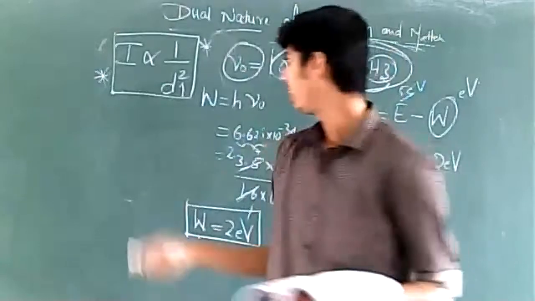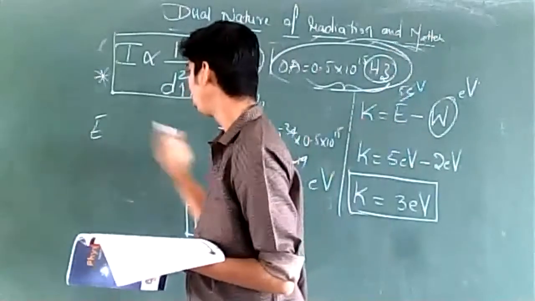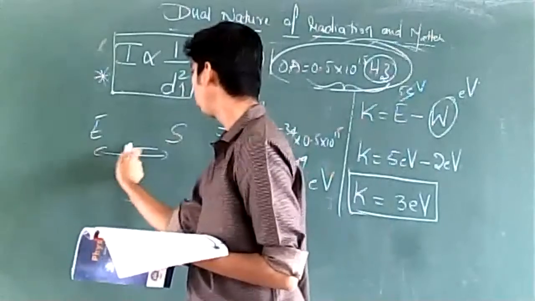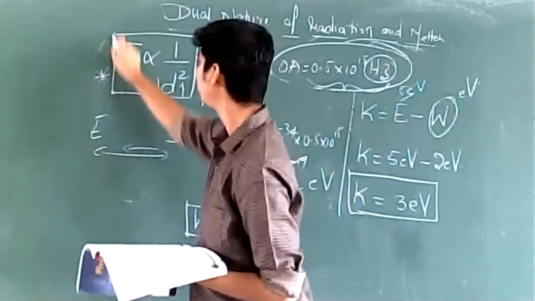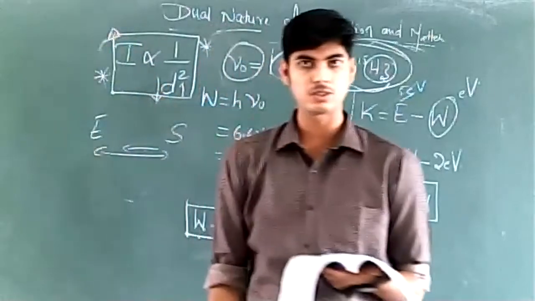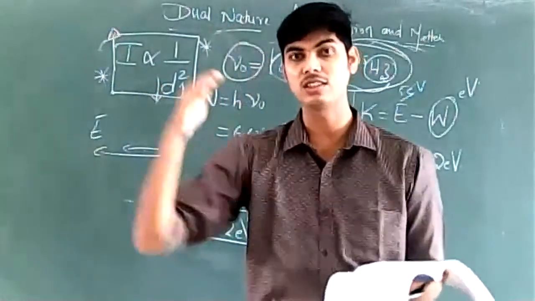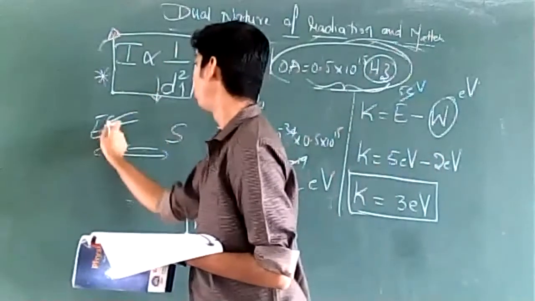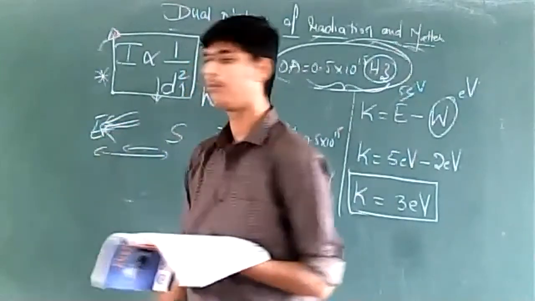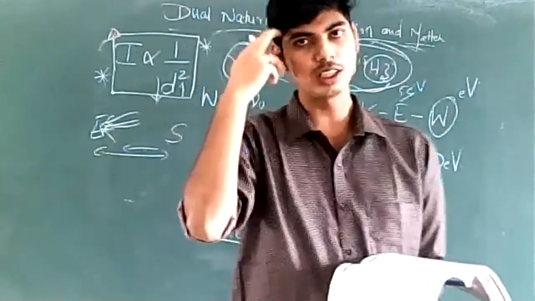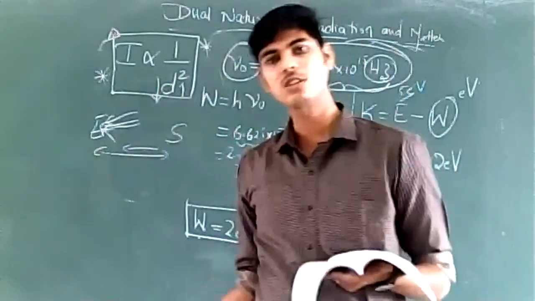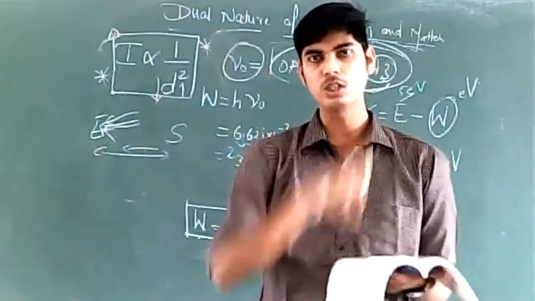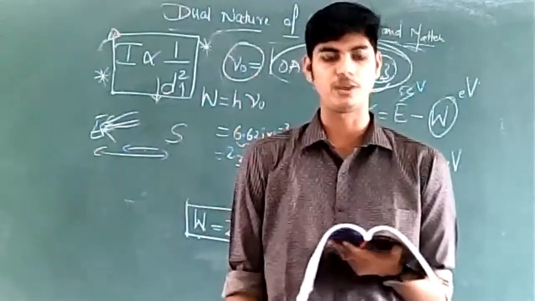So if the distance between the emitter and the source has decreased, the intensity of light must increase. Intensity of light increasing means more photons are now incident on the emitter. If more photons are incident on the emitter, more electrons must be ejected out. So using this idea, try to solve problem number 15.